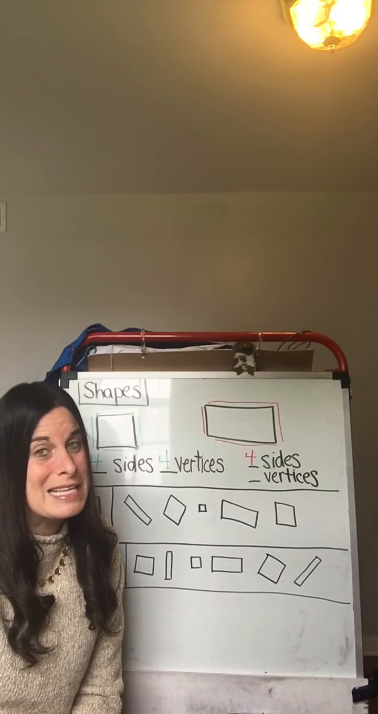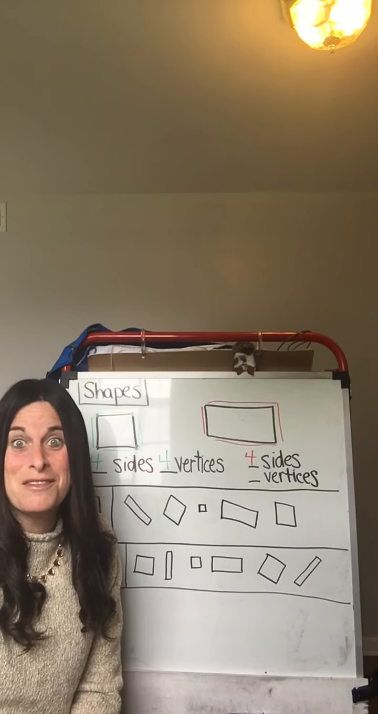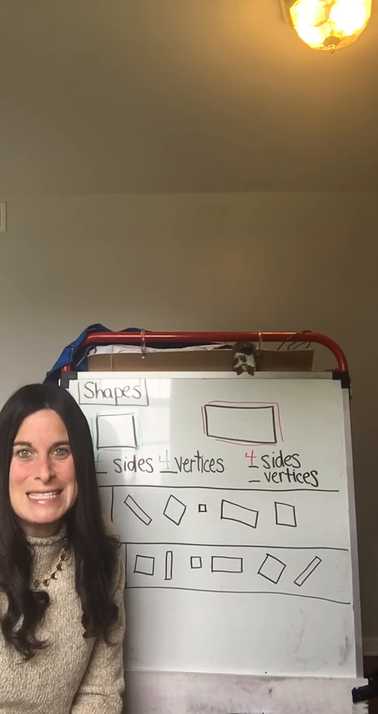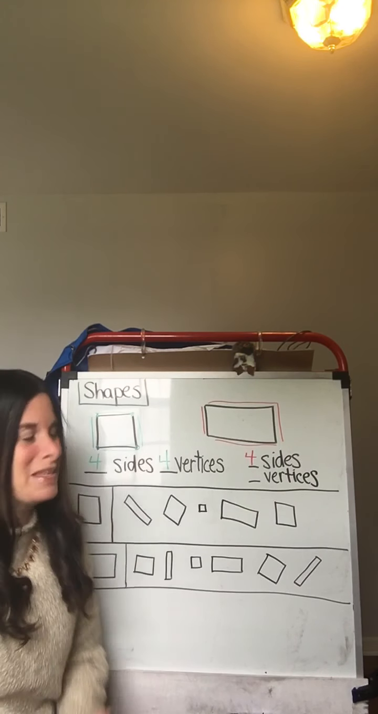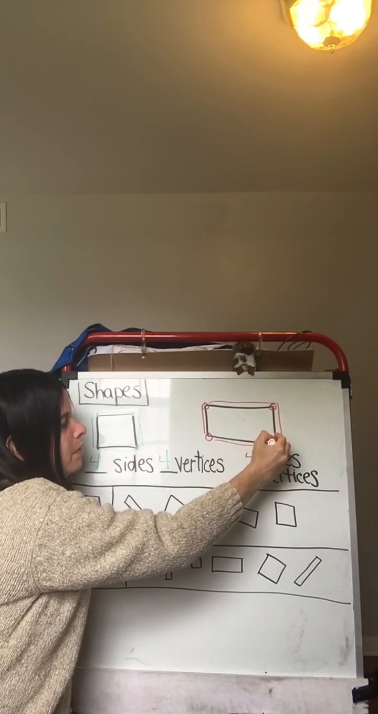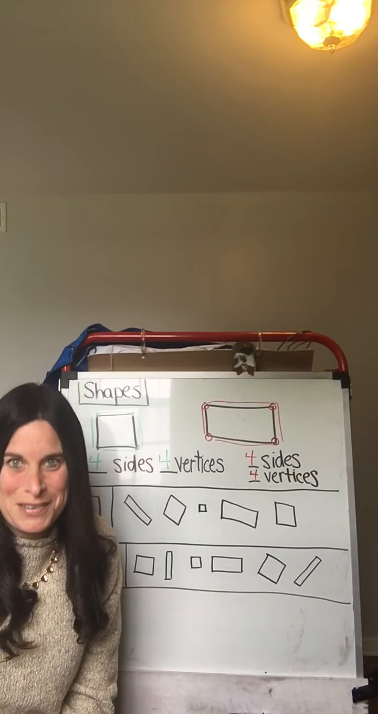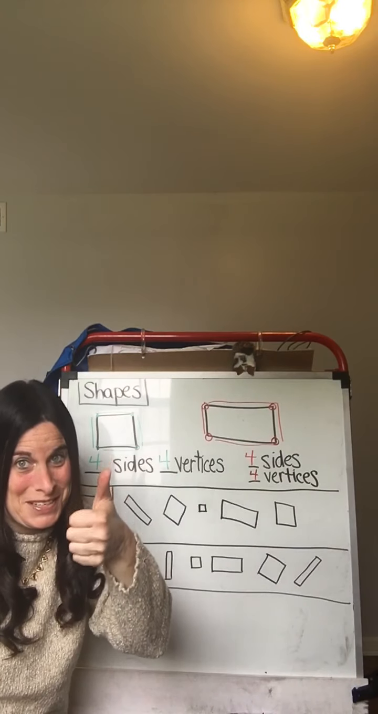So if the rectangle has 4 sides, how many vertices does it have? 4, right? Because the sides and the vertices are the same. So look, here are my vertices, the point where the lines meet. 4 sides, 4 vertices. You guys are doing great.